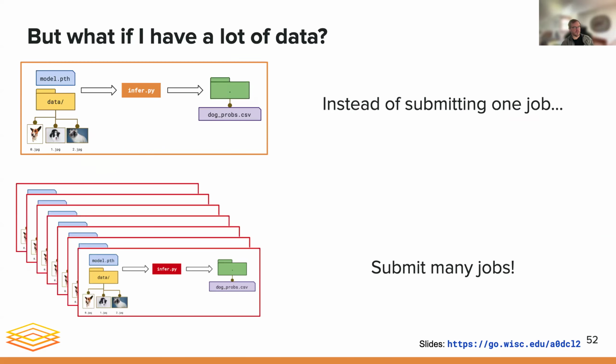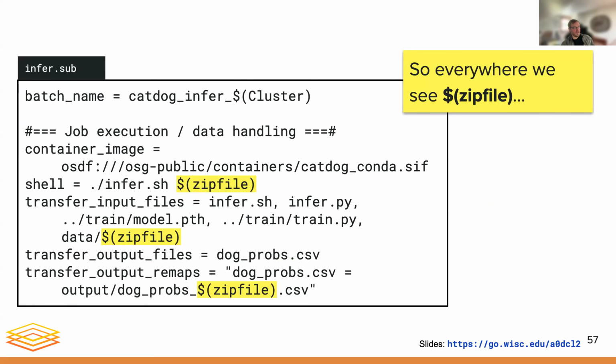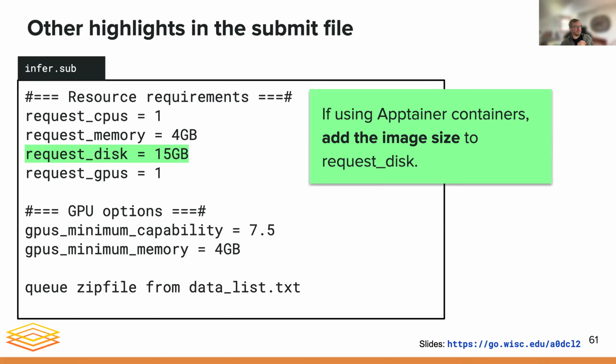So we need to be a little bit more careful, a little bit more thorough in terms of moving our data sets back. We could build that logic into the wrapper script and rename things there, or we can use transfer output remaps. What that says is that we're going to move dogprobs.csv back from every job. But when we do that, we're going to move it to a directory called output, and we're going to rename it to dogprobs, and then we're going to put in that variable. We're going to put in zip file again. So every probability CSV that gets written back will get stamped with the name of the zip file that it came from.